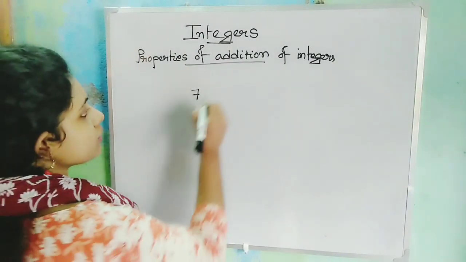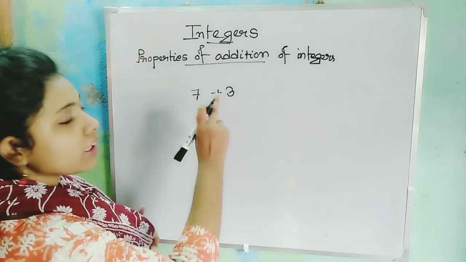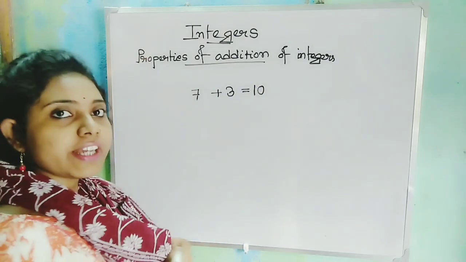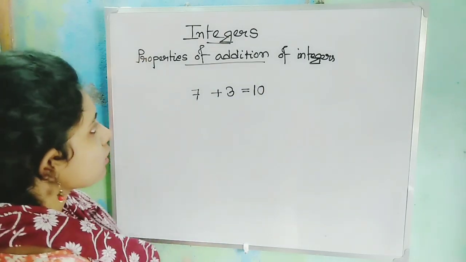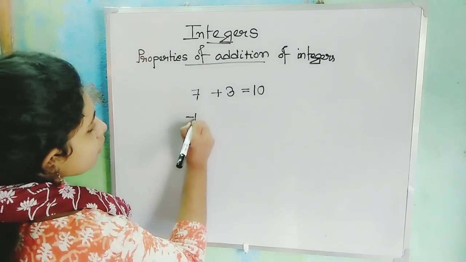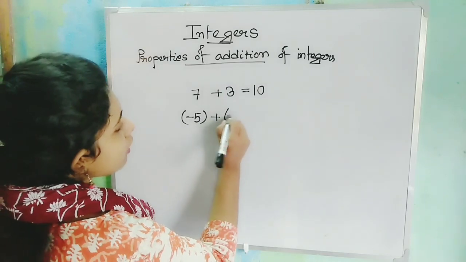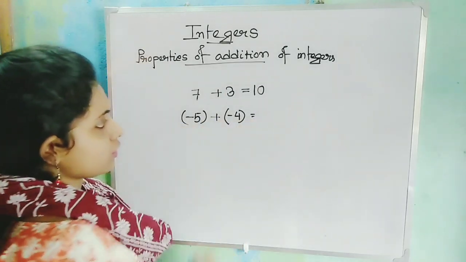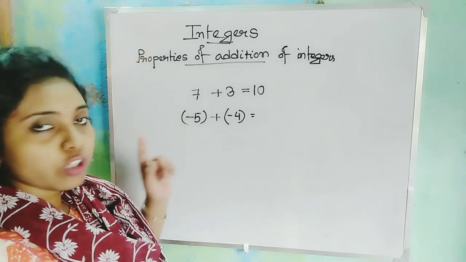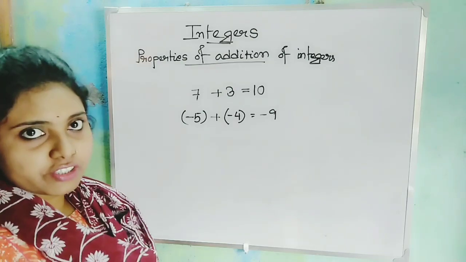7 is an integer and 3 is an integer, and the addition of 7 and 3, that is 7 plus 3, equals 10. 10 is also an integer. Another example: minus 5 is an integer and minus 4 is an integer. So what is the addition? 5 plus 4 is 9, and the sign will be minus. So minus 9. See, minus 9 is also an integer.